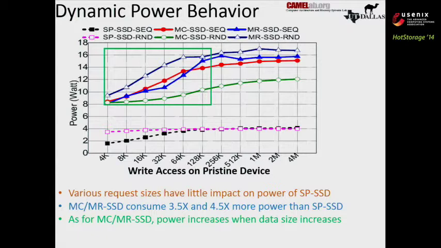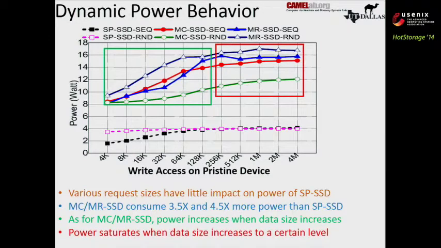Look at the red box. The power also increased with the data size increased. And in the red box, as the data size increases to a certain level, the power saturates. I will explain it later.